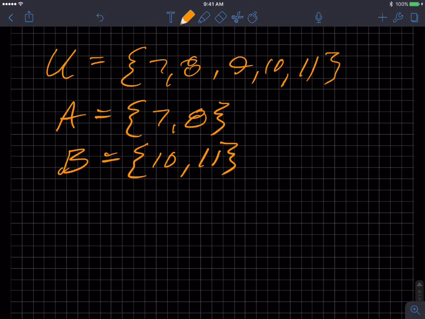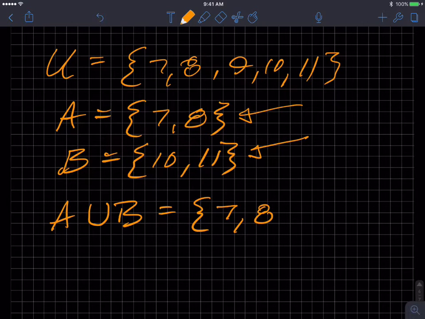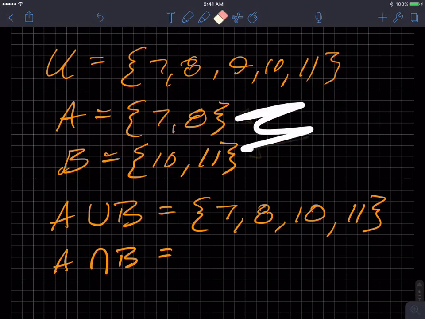So there are a number of things here. When I say A union B, I mean all the elements in A and all the elements in B put together to be a singular set. So the A union B is going to be A plus those elements in B. So A union B. A intersect B are the values that overlap in these two.